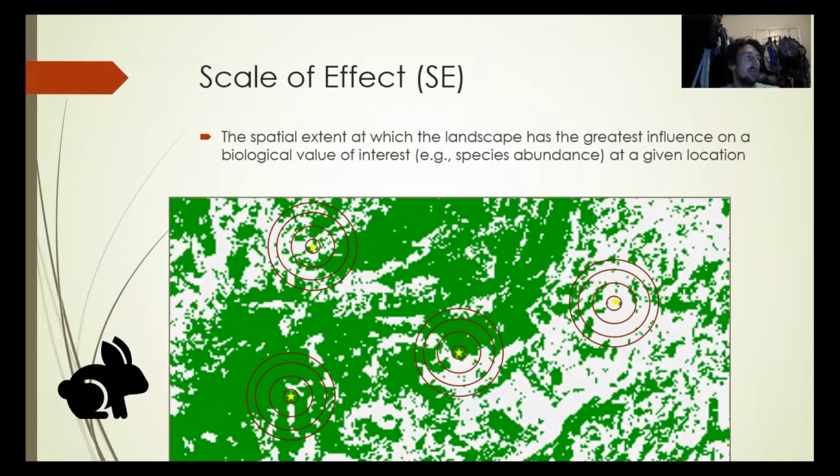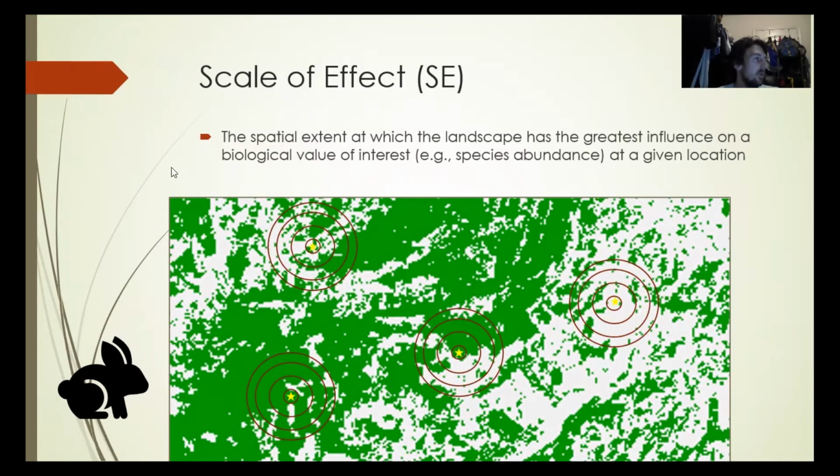So scale of effect is the spatial extent at which the landscape has the greatest influence on a biological value of interest, such as species abundance at a given location. It's well known that the landscape influences biological values of interest, but what's sometimes less well known is how far out that influence exerts.